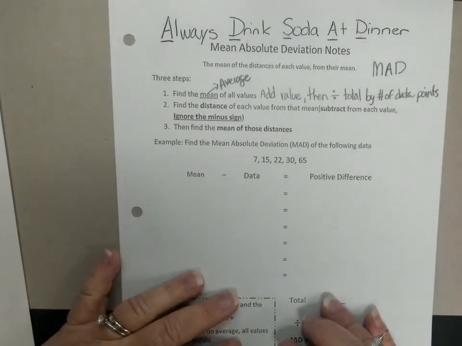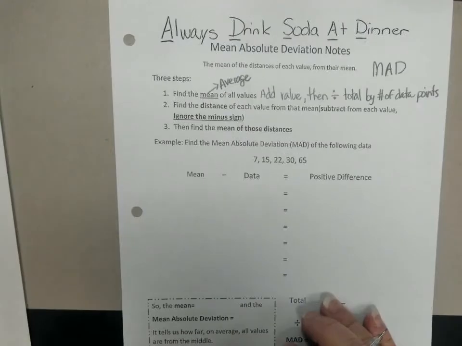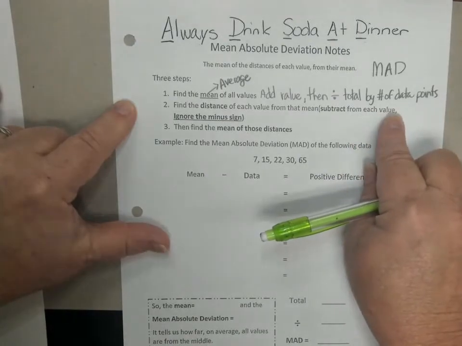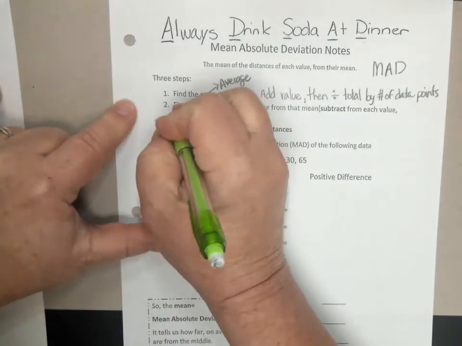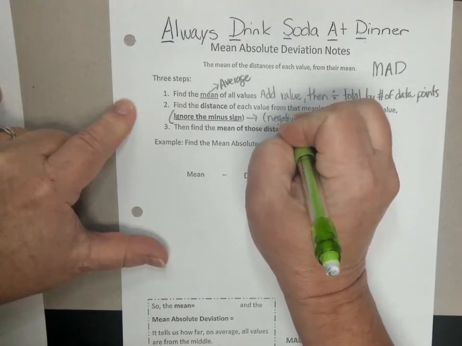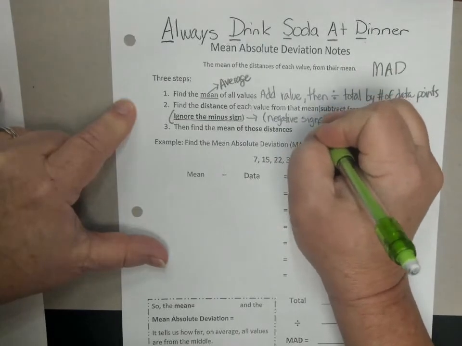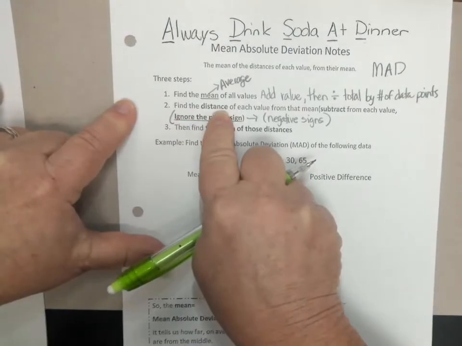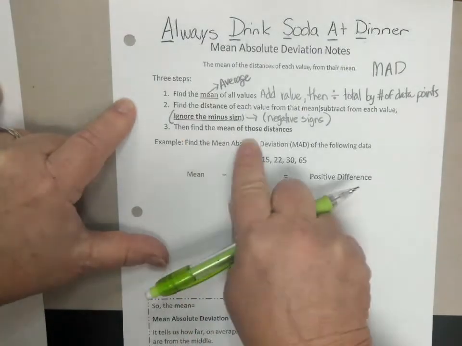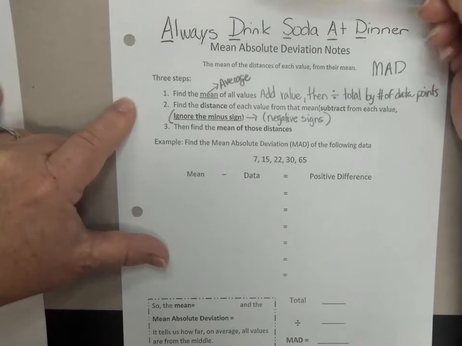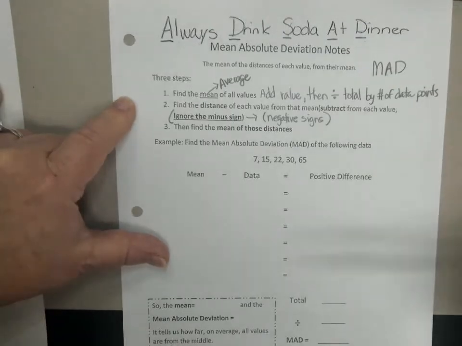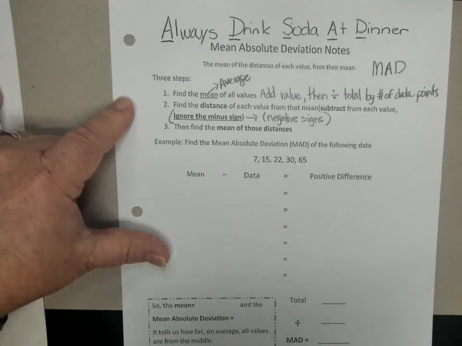Then we find the distance of each value from that mean. In other words, we subtract from each value. We need to ignore the minus or negative signs. I'll show you how this all works. We find our mean, and then we take each data point and we subtract from that. Then we find the mean of those distances. So that is A add, D divide, S subtract, A add, D divide. That's why we use this little acronym, always drink soda at dinner.